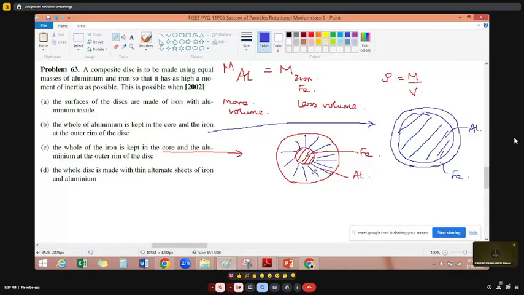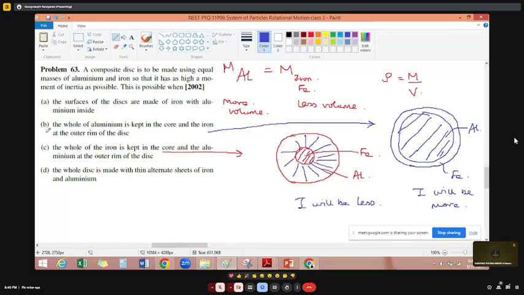So if I put iron in the center, more mass is concentrated at the center, which means the moment of inertia will be less. In this case, a huge mass is sitting outside. Outside means what will happen? Moment of inertia will be more. Do you agree? Yes. Since the iron is sitting outside, the moment of inertia will be more.